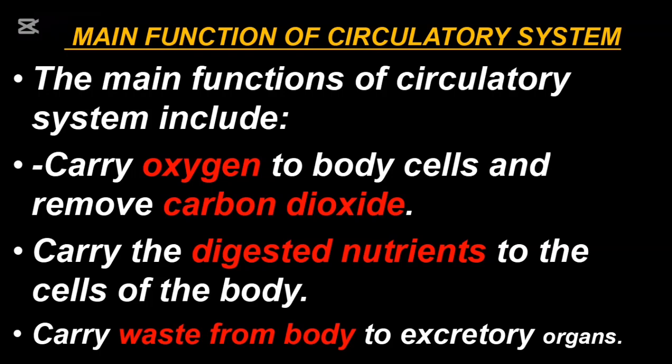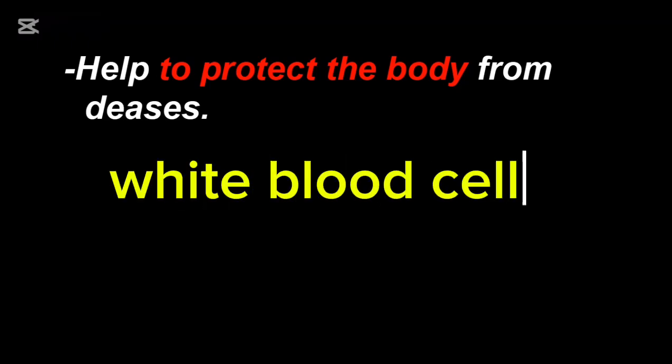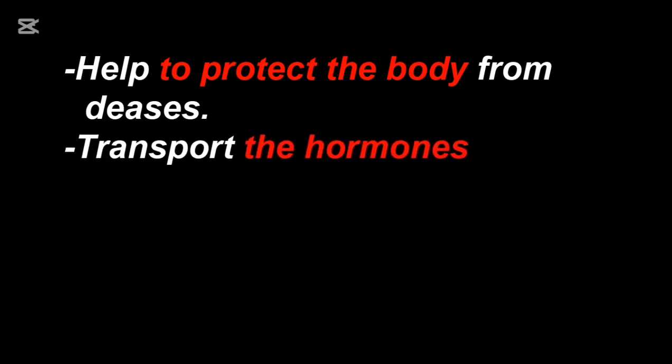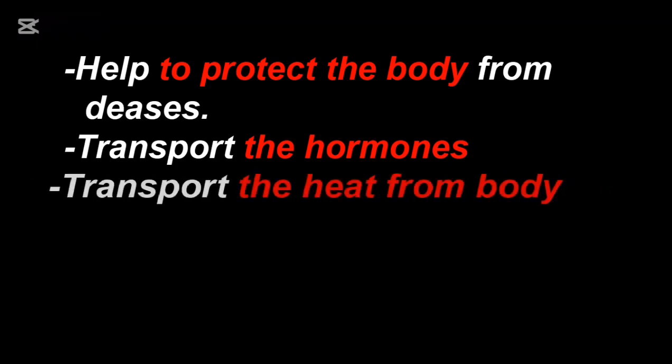Not only that, there is another function of the circulatory system: helping to protect the body from disease. The circulatory system helps to protect the body from disease because white blood cells, which are responsible for body immunity, are transported in the blood. The circulatory system also transports hormones. Another function of the circulatory system is to transport heat around the body.